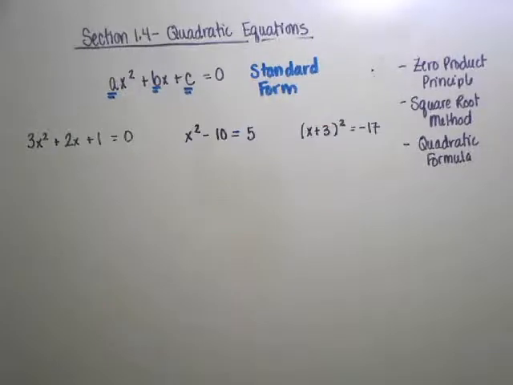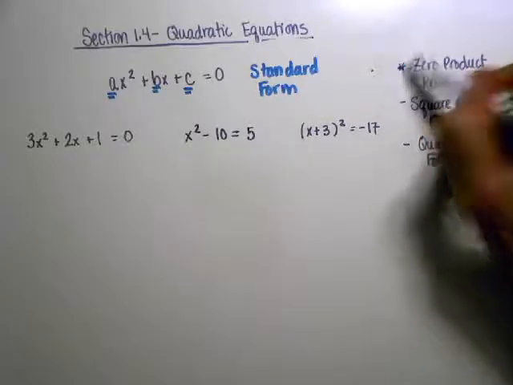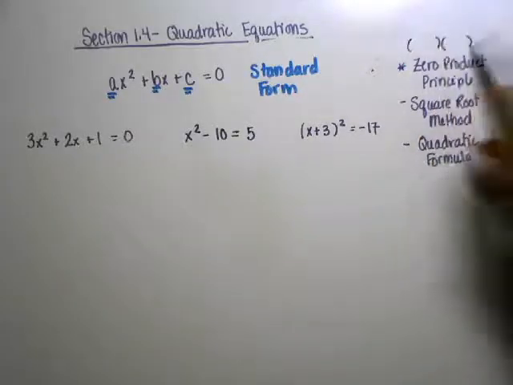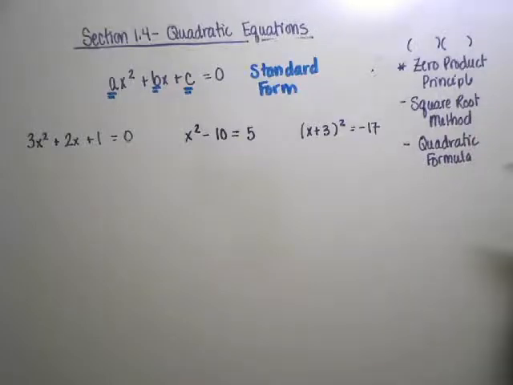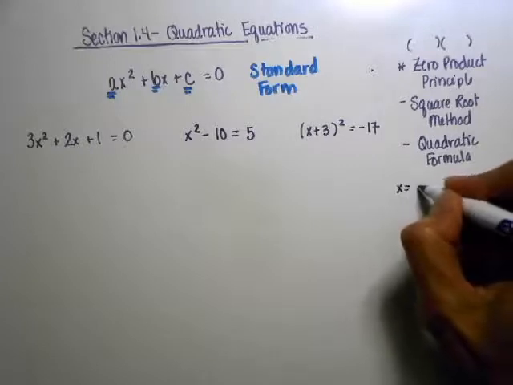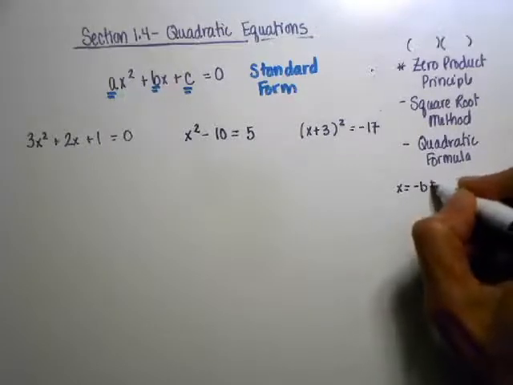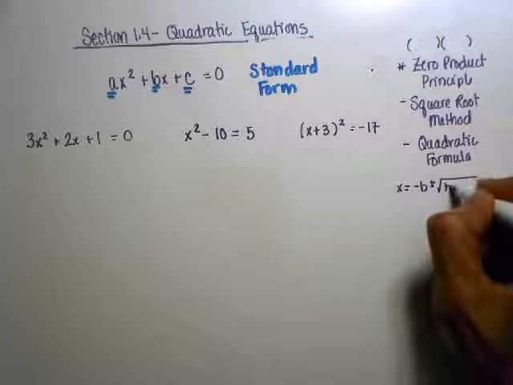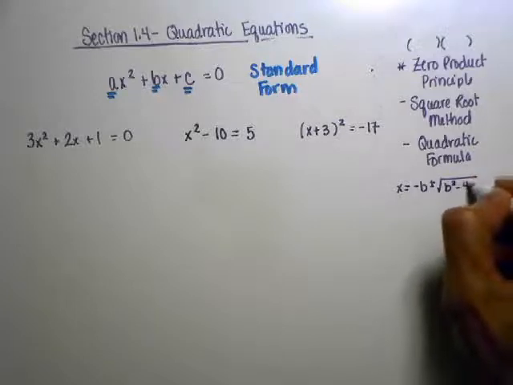Okay, so we've talked about the zero product principle. That's the one where you factor and set each part equal to 0. We talked about the quadratic formula. That's when you use the equation x is equal to the opposite of b plus or minus the square root of b squared minus 4ac, all divided by 2a.